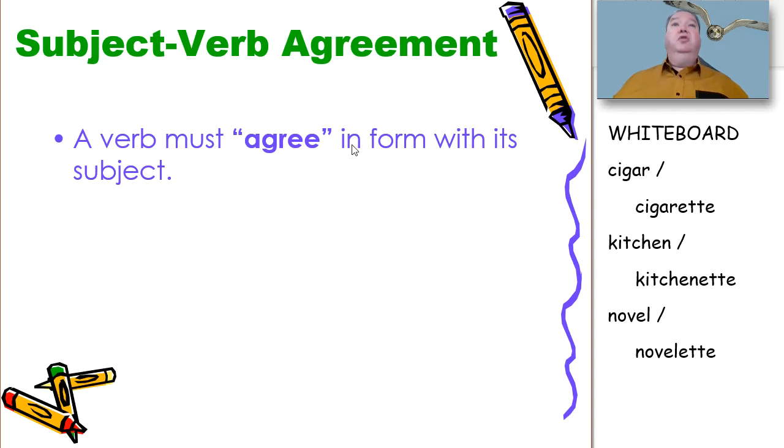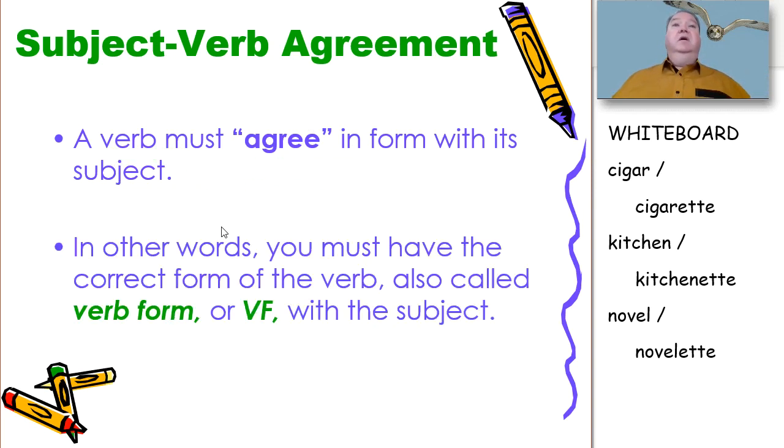So the term subject verb agreement means that a verb must agree in form with its subject. In other words, you must have the correct form of the verb, also called the verb form, and we can abbreviate that to VF, verb form. You need to have the correct form of the verb with the subject.